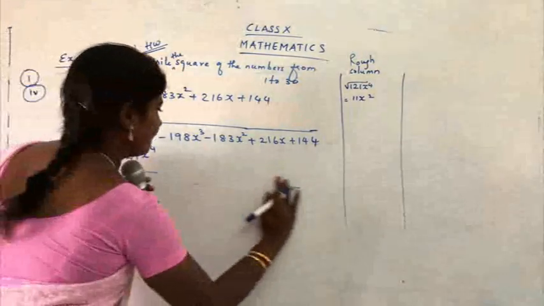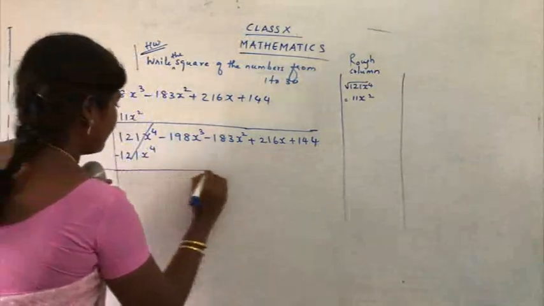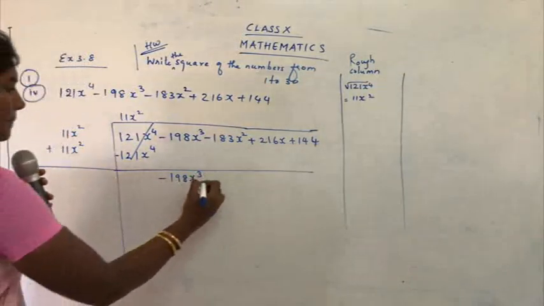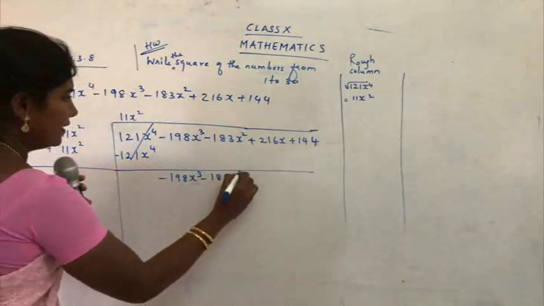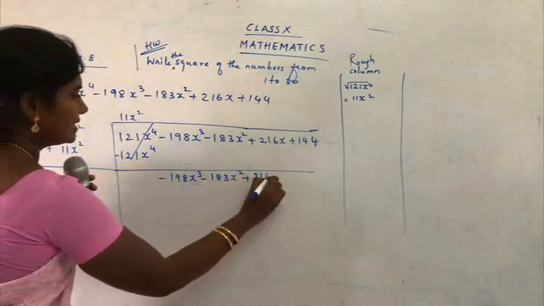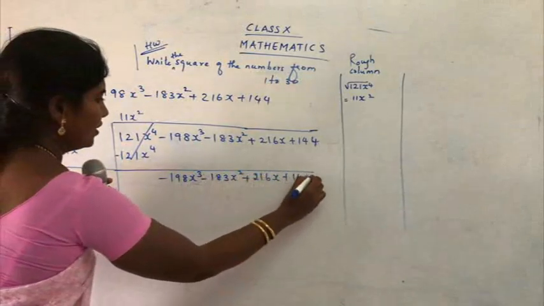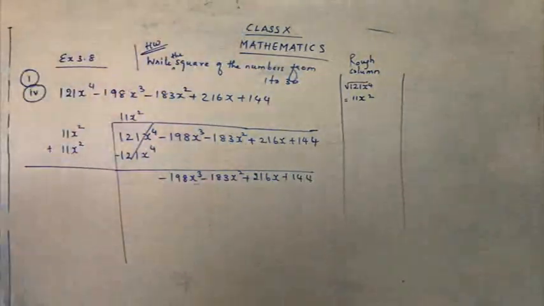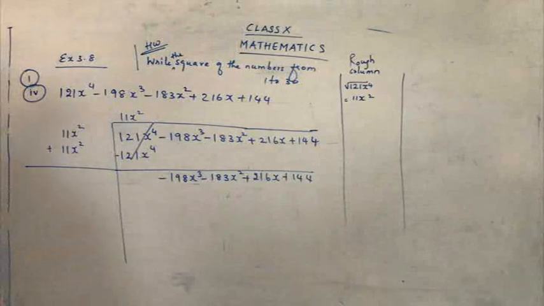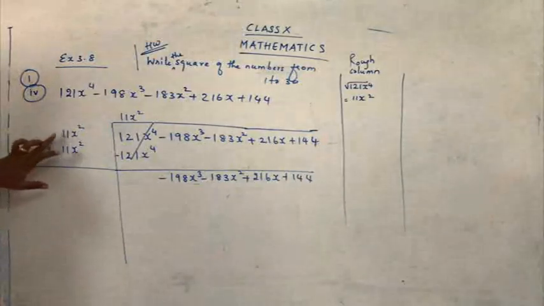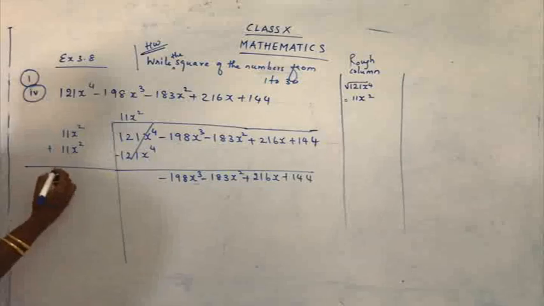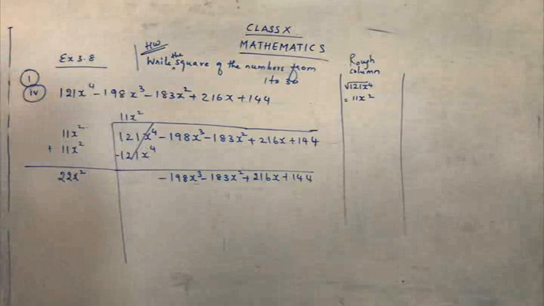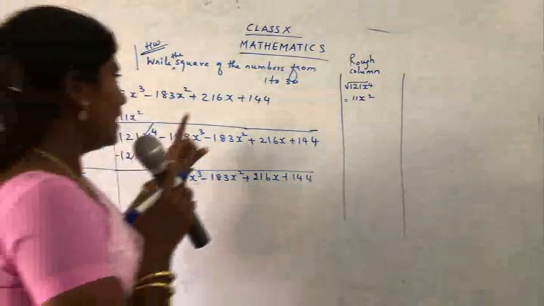So it's minus 198x cube minus 183x square plus 216x plus 144. I have just taken down the terms that are left out. Now add the outside part, that's 22x square. I'll repeat: whenever you are submitting your homework, I need the rough column.